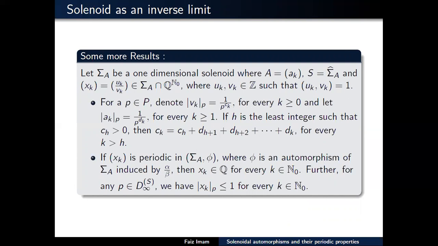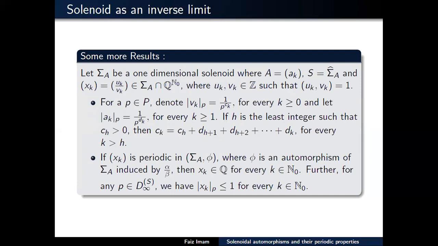So here we again have sigma, a one-dimensional solenoid, where A equals the sequence AKs, and S is the dual of this solenoid. So this sequence XKs, I just denote by UK by VK. And these are all rational numbers, and I'm taking them to be co-prime.